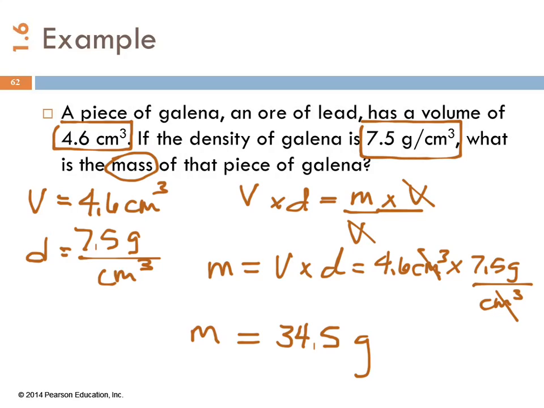And that's good because gram is a unit of mass, and we're trying to find the mass. If you do something and you end up with cubic centimeters, you went wrong somewhere, right? Or if you end up with grams per centimeters to the 6th power or something, right? Something went wrong. So this is an example of showing your work.